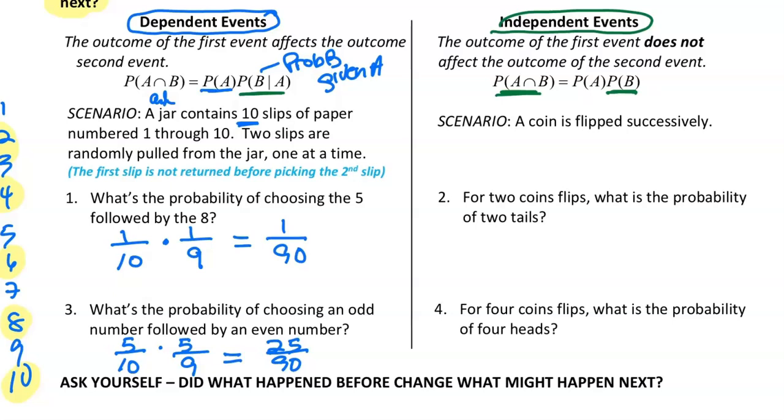Okay, so the first, you flip it, you have a 1 out of 2 chance of having a tail. You take that same coin and flip it again. The first event does not have an impact on the second event. So the probability of those 2 coins being tails is 1/4.